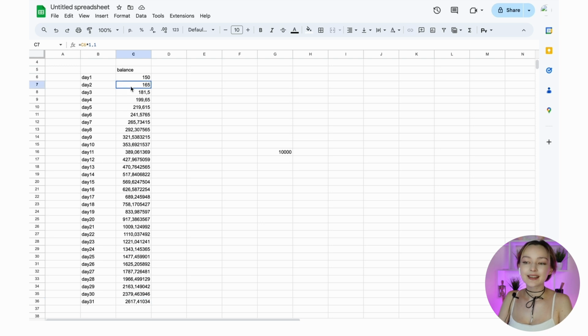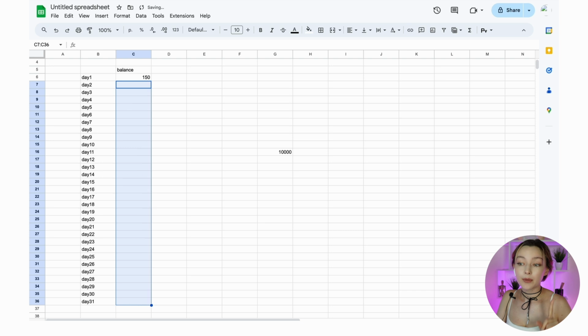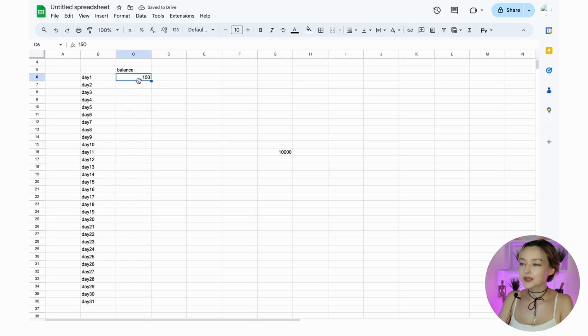But let's try to make things a little bit different. We want to reach the goal in the shortest possible period of time. We need to fit in 1 month at least. So let's try to increase the deposit by not 10%, but for example, 15% a day. Let's count and see what we will get.